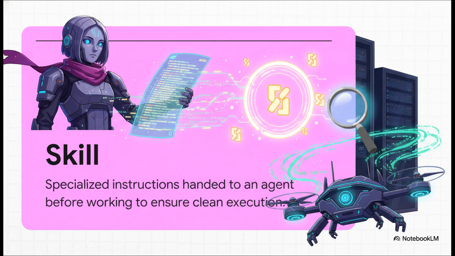Let's define it. In this ecosystem, a skill is basically a specialized instruction set you hand over to an AI agent before it even starts working. When the agent reads the skill, it instantly understands how to approach its task, ensuring that it executes cleanly and efficiently. It effectively grounds the AI in reality before it writes a single line of code.